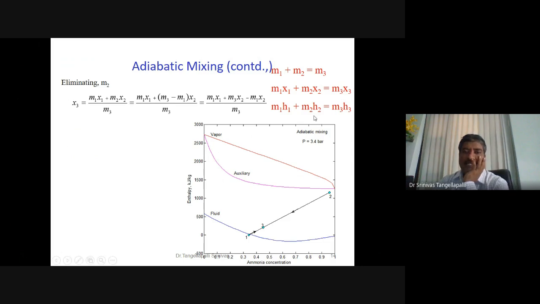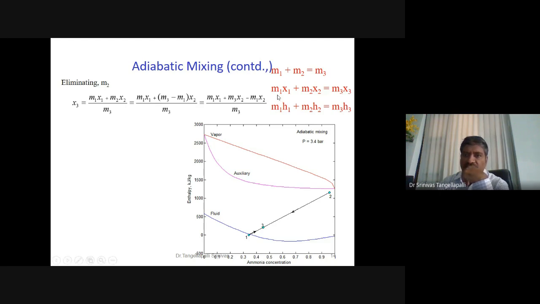Okay, now what I'm saying is eliminating M2. Eliminating M2 in this second equation, what will you get in place of M2? M2 is equal to M3 minus M1. So you can get this 1 and 2 only. Sorry, 2 is eliminated here. M3 minus M1, because this second equation we focus here.